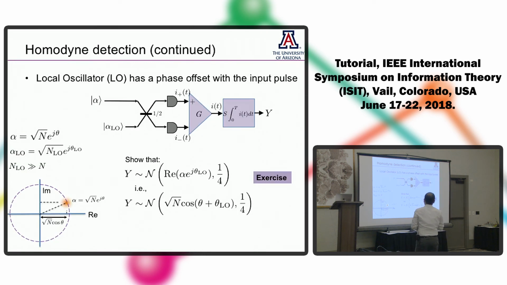Okay, now, second thing, this is a very simple exercise you can do yourself. Instead of taking alpha LO to be in phase with alpha, take alpha LO to be e to the j theta LO times square root of n LO. So the mean photon number is still much larger than the mean photon number of the input, but there is a phase difference between the two. Now, question?